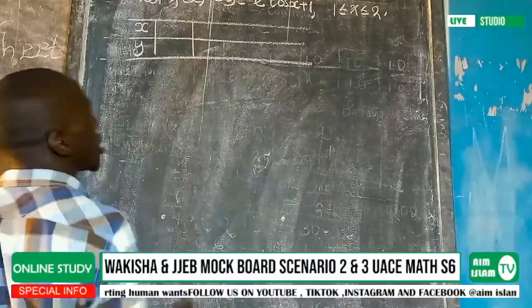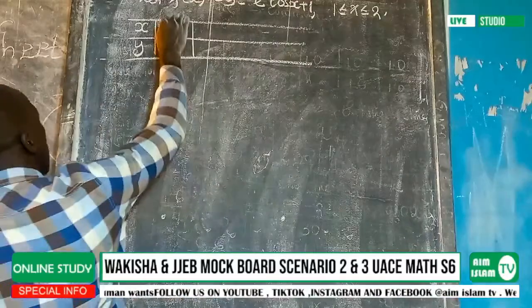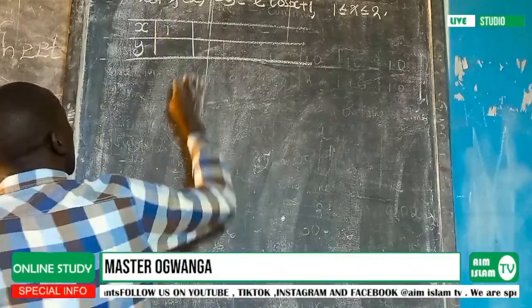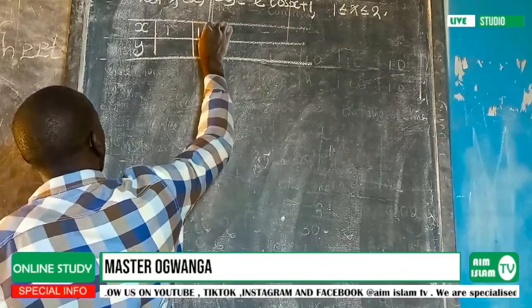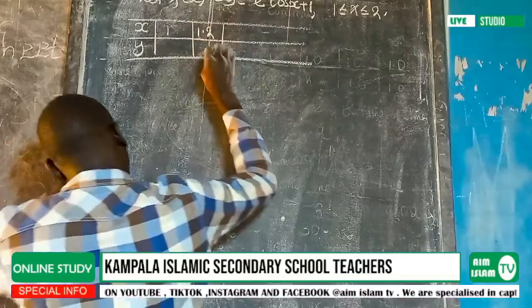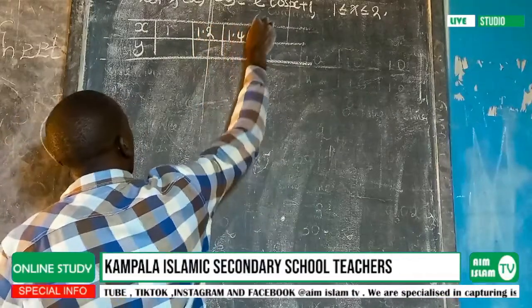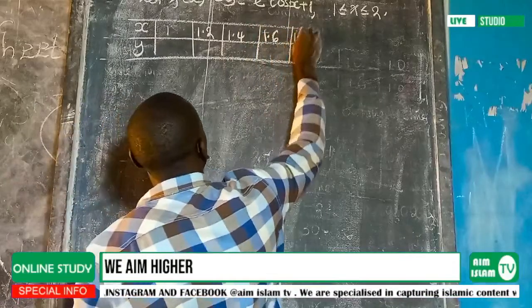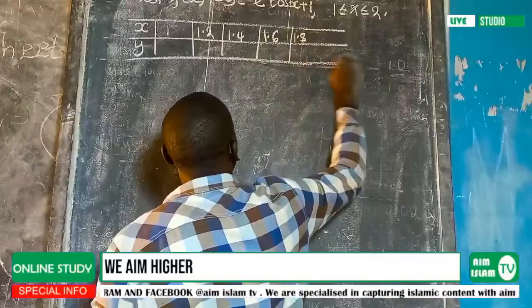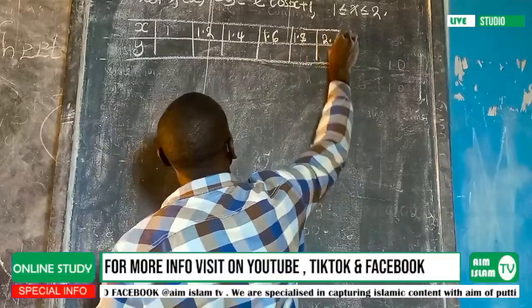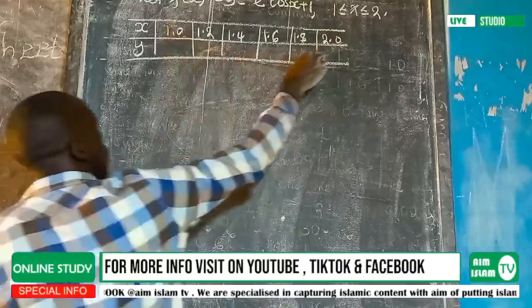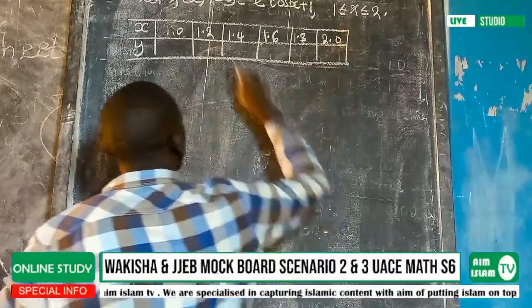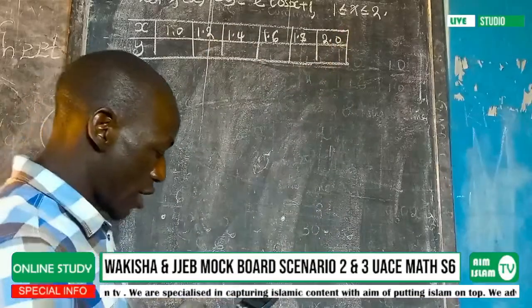When we use the range of values from 1 to 2, I can say 1, maybe 1.2, if I use an interval of 0.2, then 1.4, 1.6, 1.8, and you reach 2.0, meaning that even this one should be 1.0. So I am going to get the values of y.